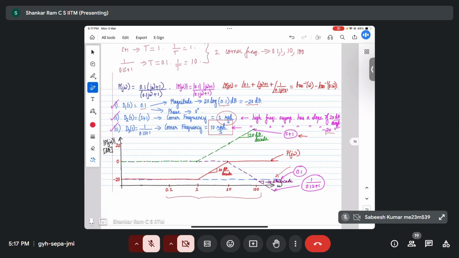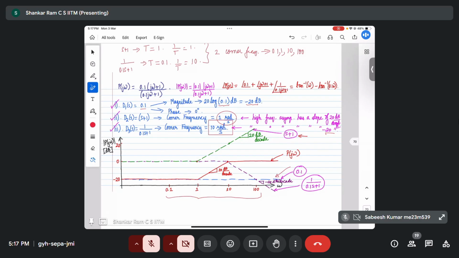So the first thing is that for 0.1, it's just at minus 20 decibels, so it's a flat line. Then we take s plus 1, which is this green line. Once again we plot only the asymptotes. The low frequency asymptote of s plus 1 is the 0 decibel line, right? So we plot 0 decibels till the corner frequency of 1. And then we draw a line with 20 decibels per decade slope above the corner frequency.